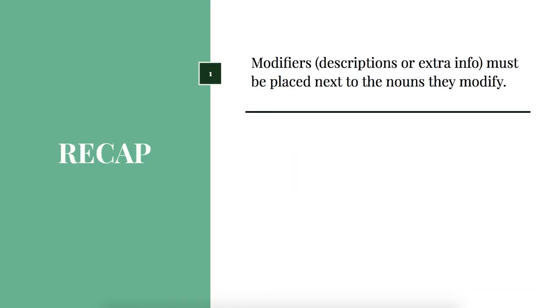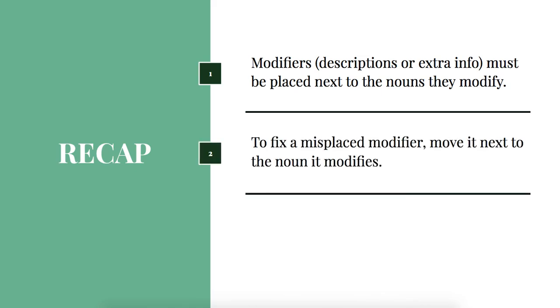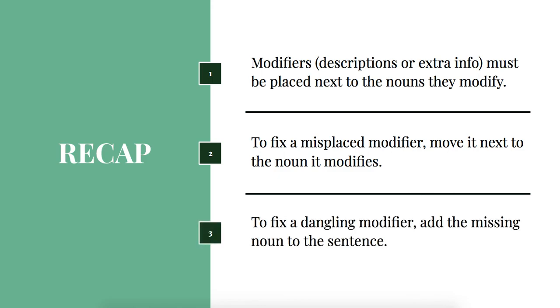Let's recap. So first off, modifiers, which are descriptions or extra information, must be placed next to the nouns that they modify. Second, to fix a misplaced modifier, move it next to the noun that it modifies. And then third, to fix a dangling modifier, add the missing noun to the sentence.